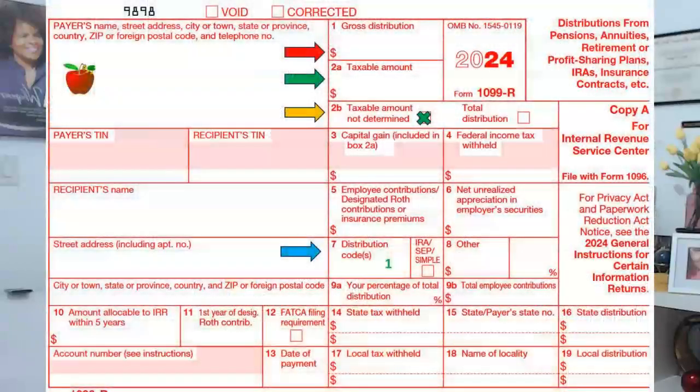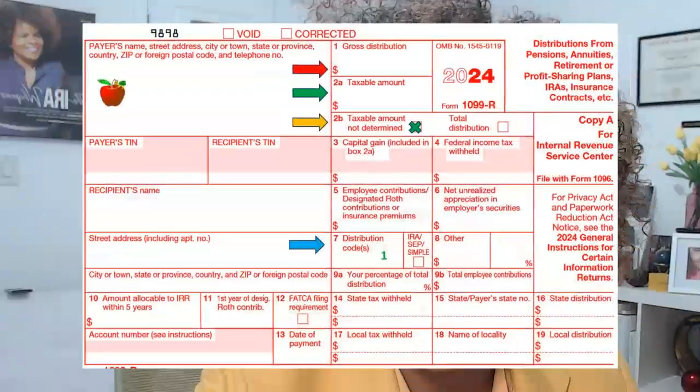Number 4 is Box 7 of the 1099-R. IRA custodians are required to input a code in Box 7 of the 1099-R, and that code is used to relay certain information. One of them is whether the distribution is subject to a 10% early distribution penalty if the distribution occurred before the IRA owner reached age 59 and a half.